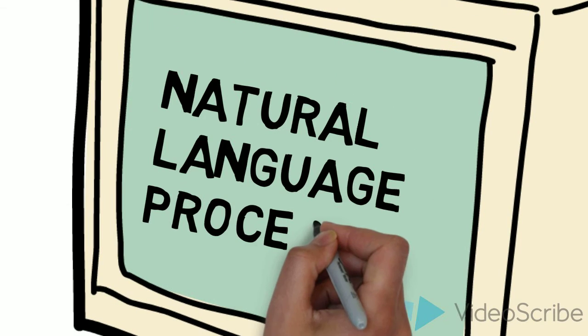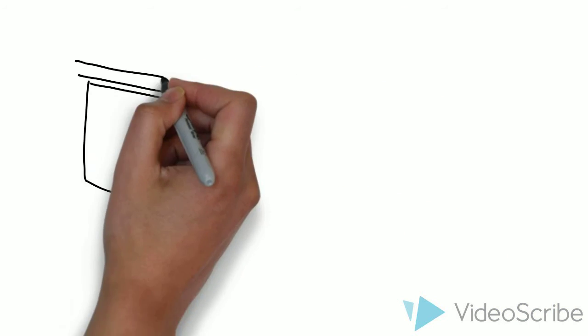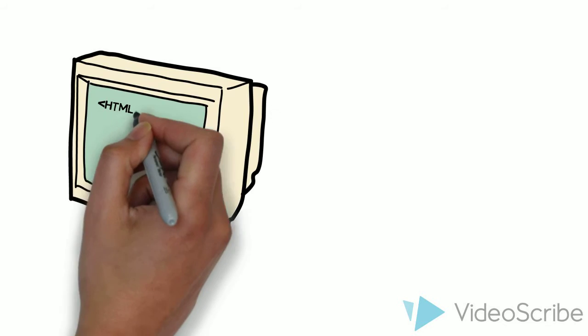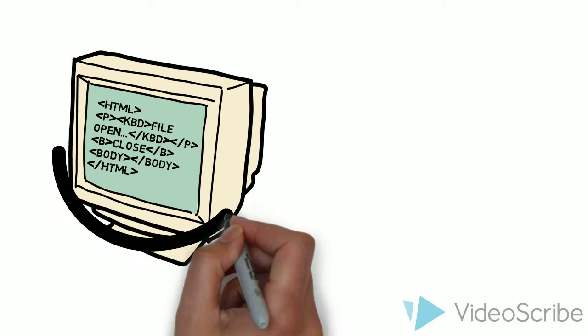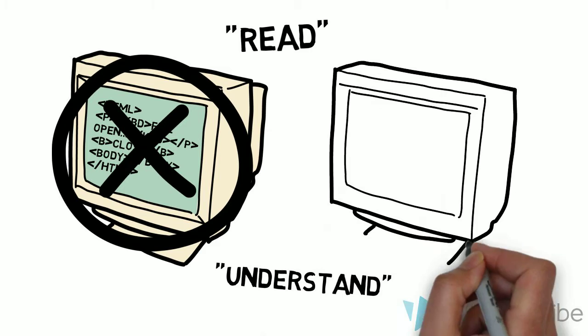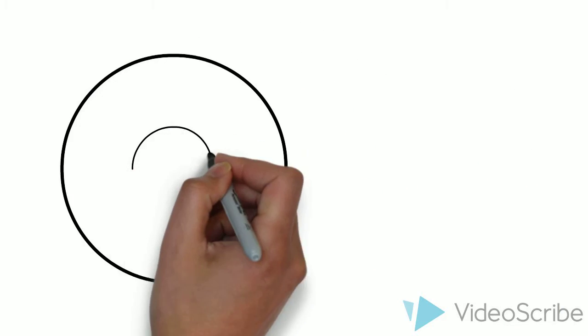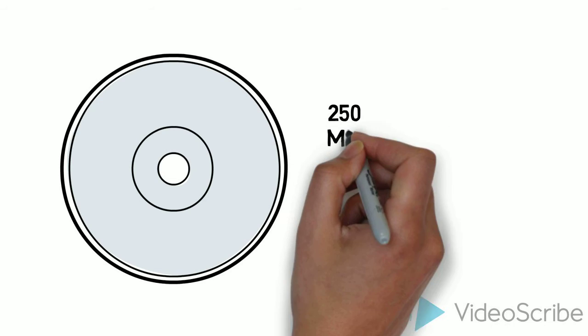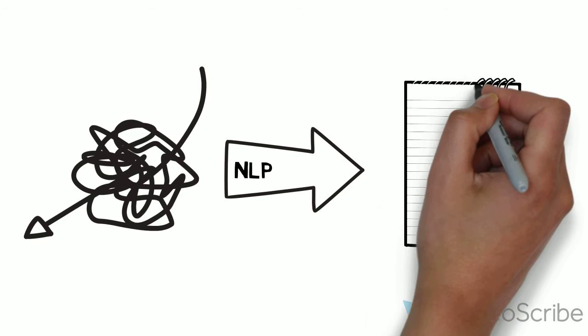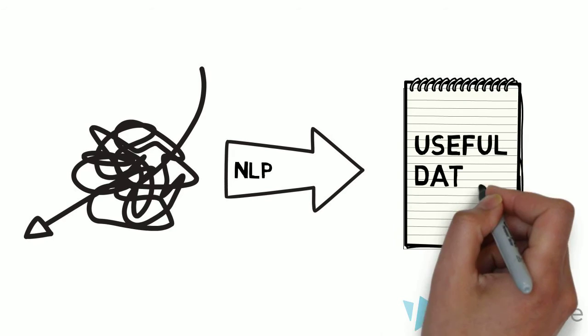Natural language processing, abbreviated as NLP, refers to computers being able to process information in a natural language like English, as opposed to a computer programming language. This allows computers to read and understand the information we input into them. Every day on the internet, we generate 250 million DVDs worth of information, and NLP is important because it can help us manage this huge information overload by turning it into useful data.